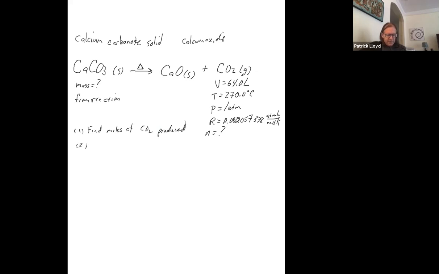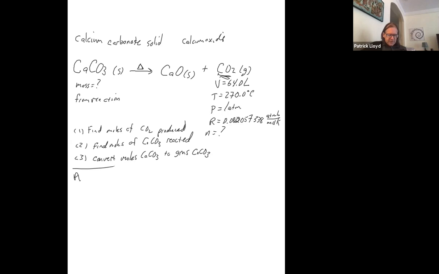And then 2, find the moles of CaCO3 that reacted from the balanced equation. That's what we did back in chapter 3. And then step 3, convert moles of CaCO3 to grams of CaCO3. Just like we did back in chapter 3, just like we did back in chapter 4 with titrations, okay? So we have all this information about the CO2, which is a gas, and you can only use that information for gases. The ideal gas law does not work for solids or liquids.